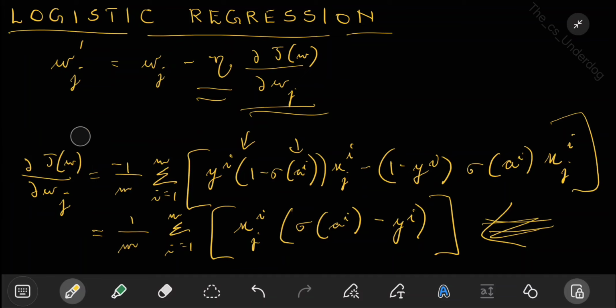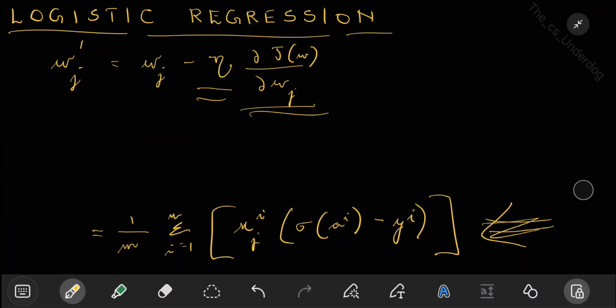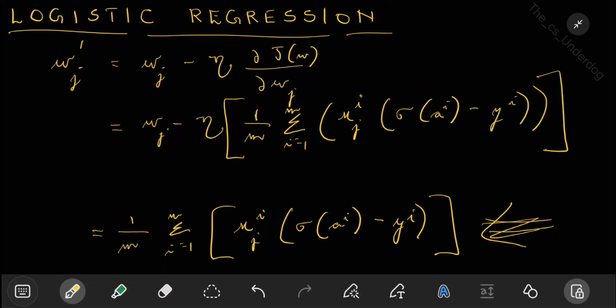Okay, so if I substitute this, then this will become wj minus eta into 1 by m sigma i is equal to 1 to m xji into sigma ai minus yi. Okay, so this is your gradient descent formula.